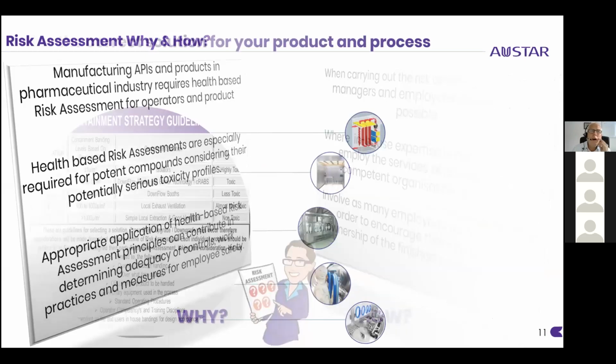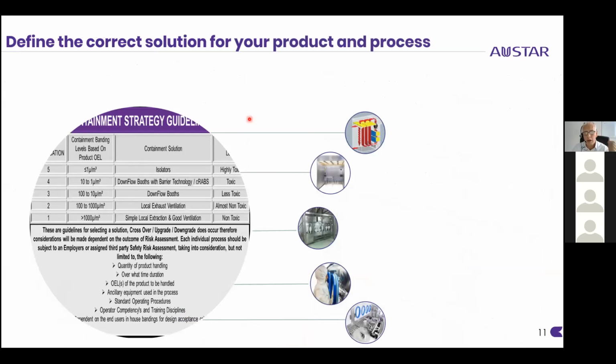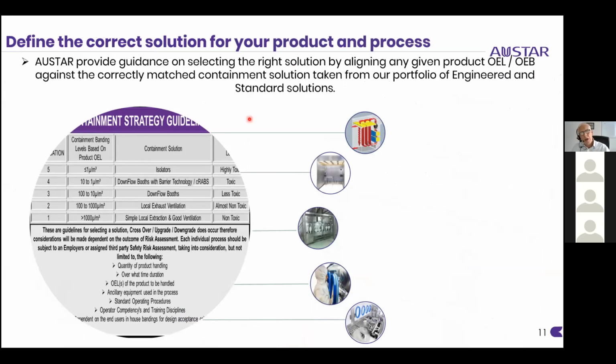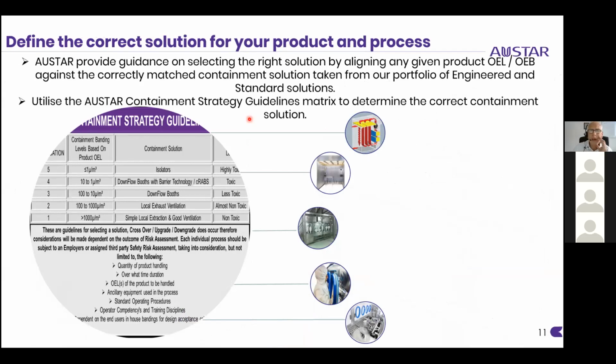So how do you define the correct solution for your product and your process? Well, to help you, we've put together a guideline, and there's many of these if you do an internet search from many companies. I was quite lucky, but way back many years ago, to be part of the first original one that was ever generated by a company called Extract Technology. And that has been continued over the years to put together a matrix to help end users have guidelines so they can choose whichever solution is suitable for their product and their process.